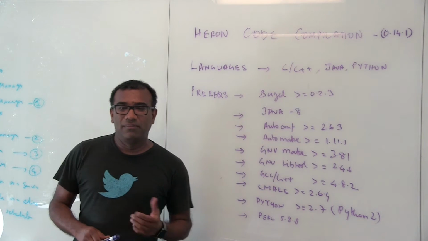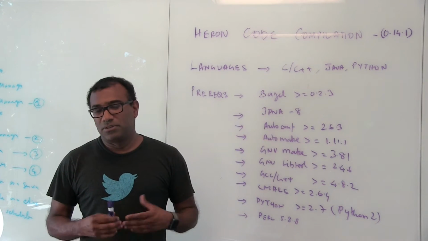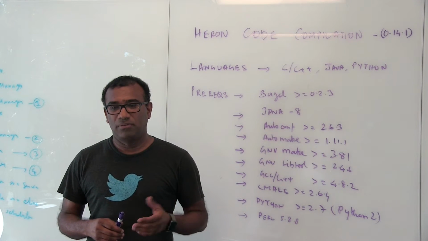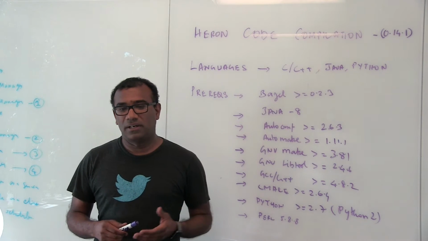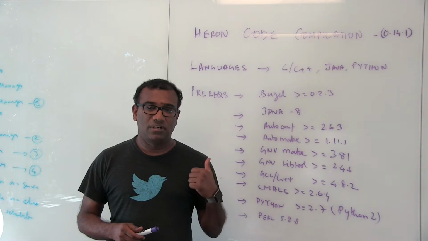So in this video, I'll give you an overview of how to compile the Heron code. I'm assuming that you know the Git workflow very well, so that you know how to clone a repo from Git. Once you clone the Heron Git repo, you need to ensure that the following prerequisites are installed.